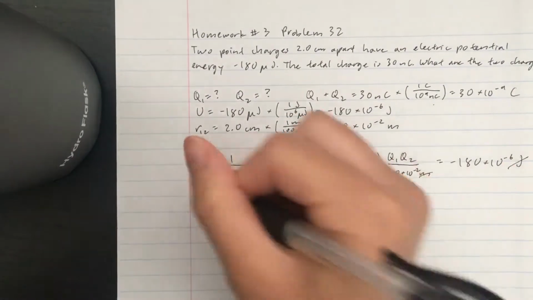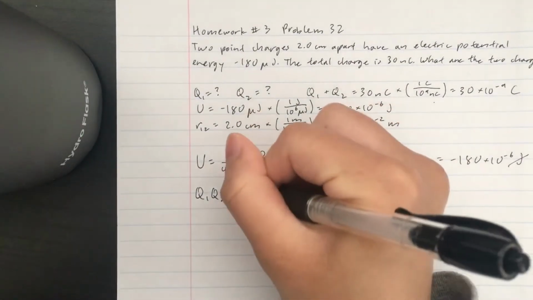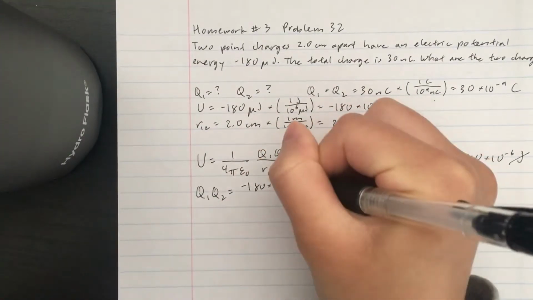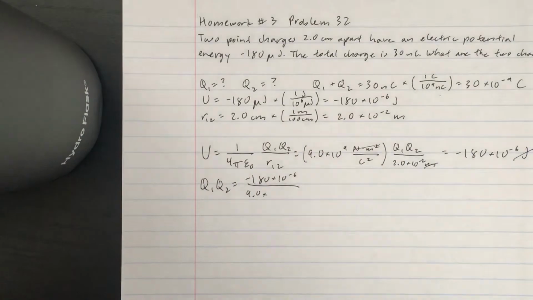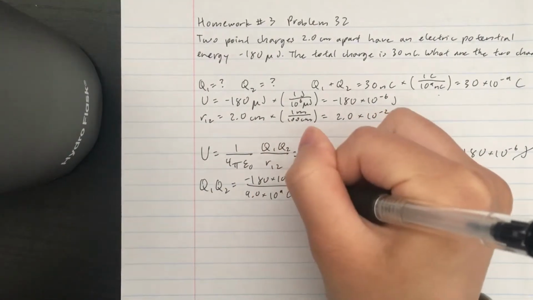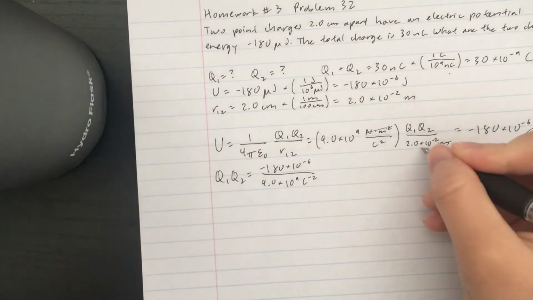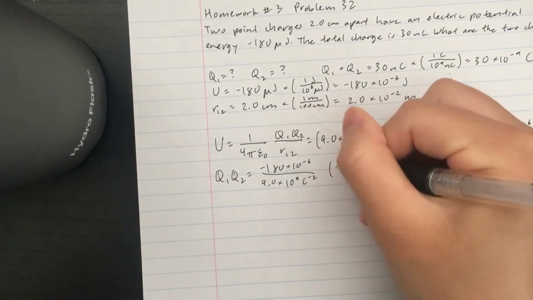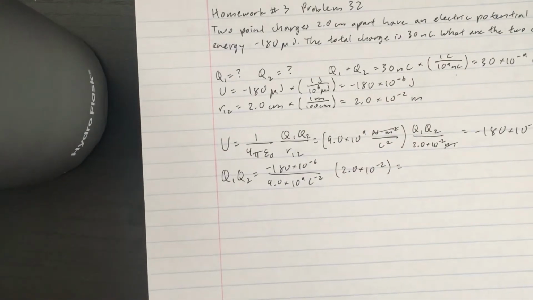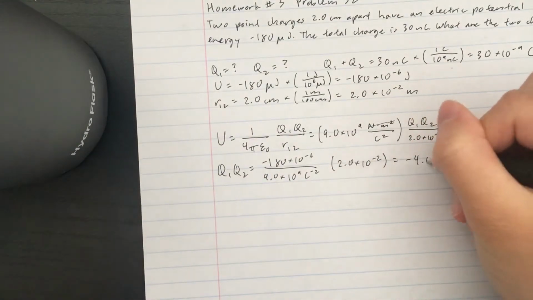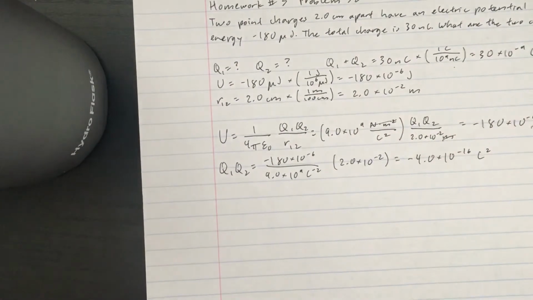So Q1 times Q2 equals negative 180 times 10 to the negative 6 divided by 9.0 times 10 to the 9th coulomb to the negative 2 because it's in the denominator, and then multiplied by 2.0 times 10 to the negative 2nd. That ends up being negative 4.0 times 10 to the negative 16 coulomb squared.